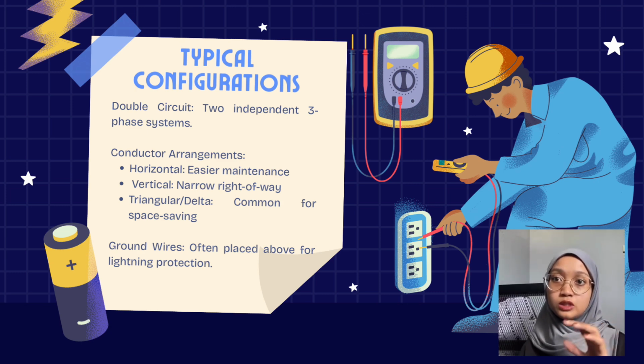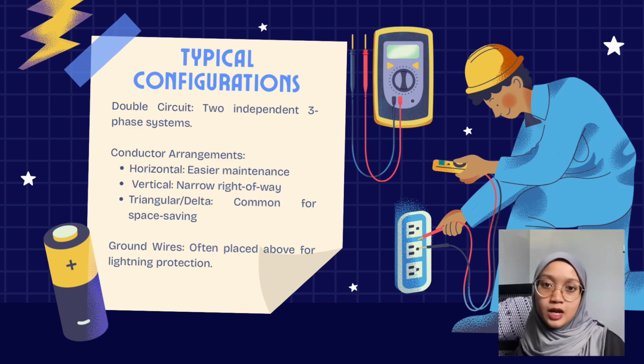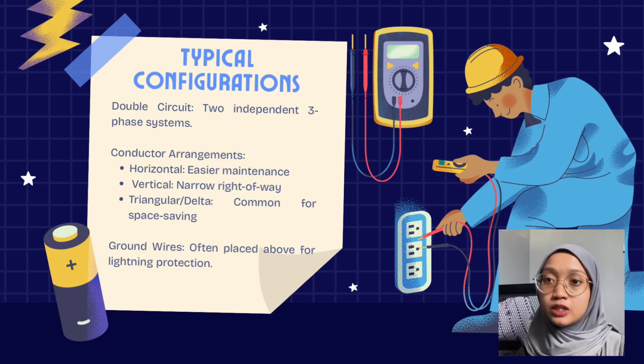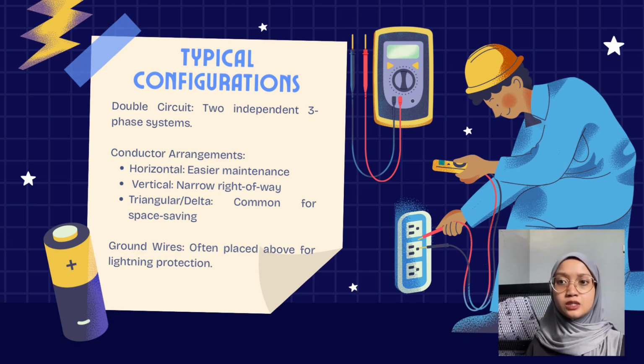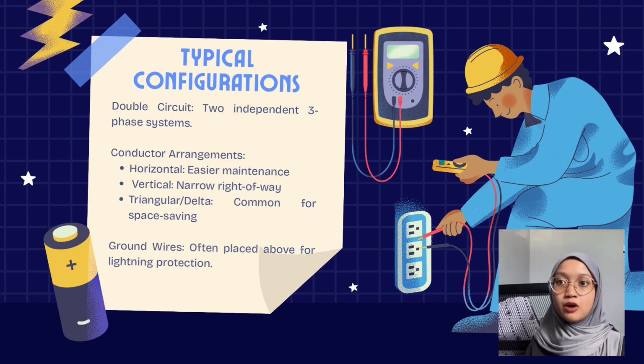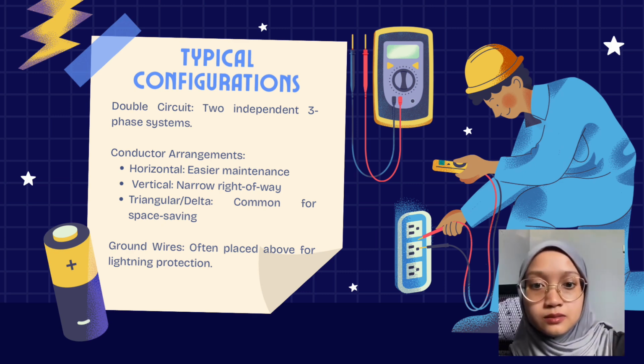Okay, next we move on to the conductor arrangement. There are a few common types. First, we have the horizontal arrangement. This layout allows for easier maintenance because all conductors are at the same level. Next, we have the vertical arrangement. It's useful when there is limited horizontal space as it requires a narrower right-of-way. Next, we have the triangular or delta arrangement. This is a space-saving option that is widely used, especially for aesthetic and clearance considerations. Lastly, ground wires are usually placed above the phase conductors. Their main role is to provide lightning protection and shield the live conductors from direct strikes.